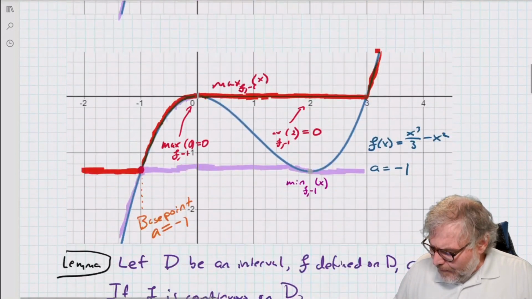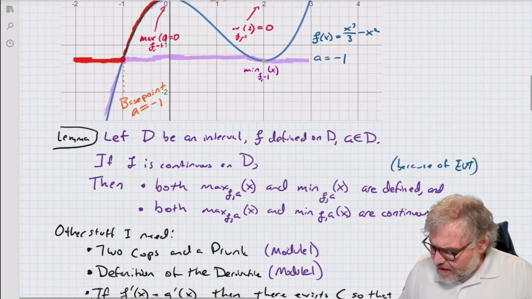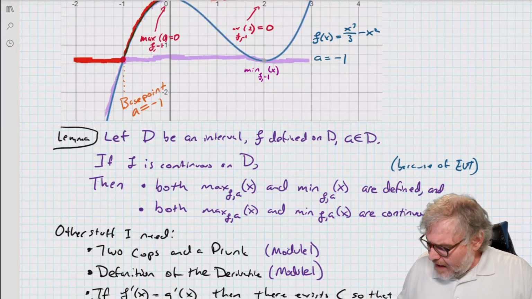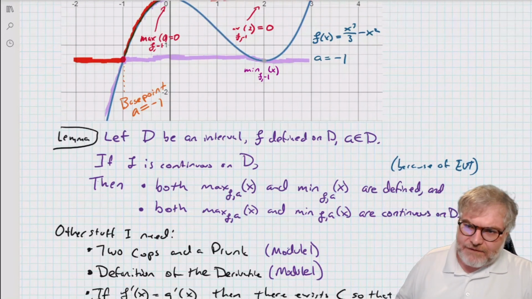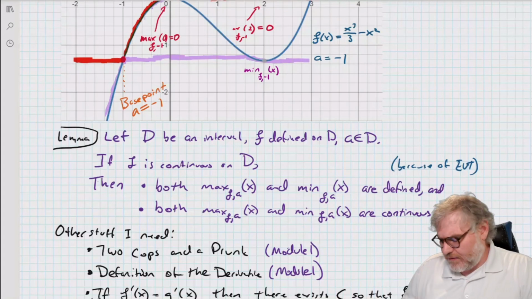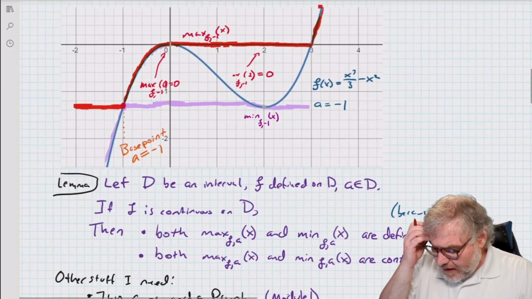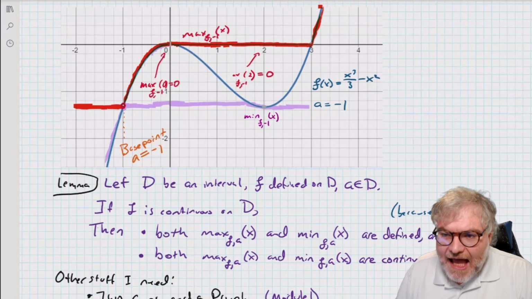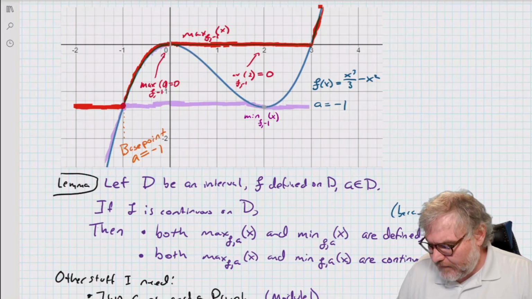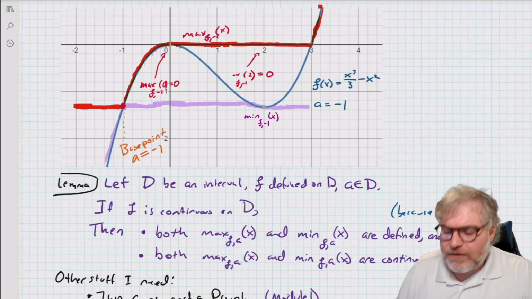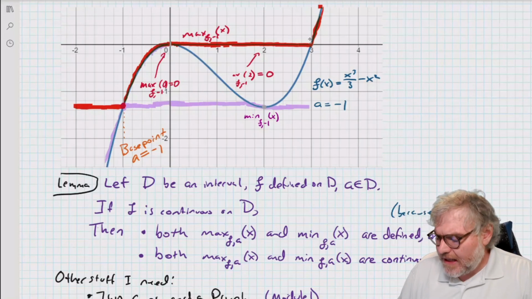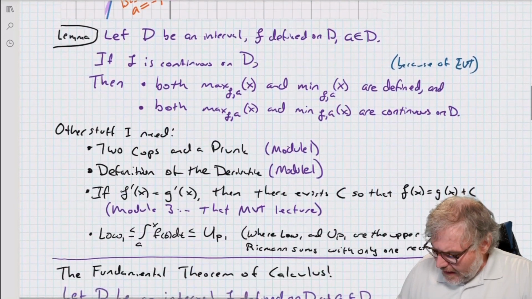There were a couple of properties of this. If f is continuous, two things are happening. Both max and min are well-defined because of the extreme value theorem, and both max and min are continuous functions if the underlying function itself is continuous. You can see that here. Here's this max function; it's either going to be f of x or some previous value of f. As you can see, if the underlying function is continuous, both the max and the min are continuous.